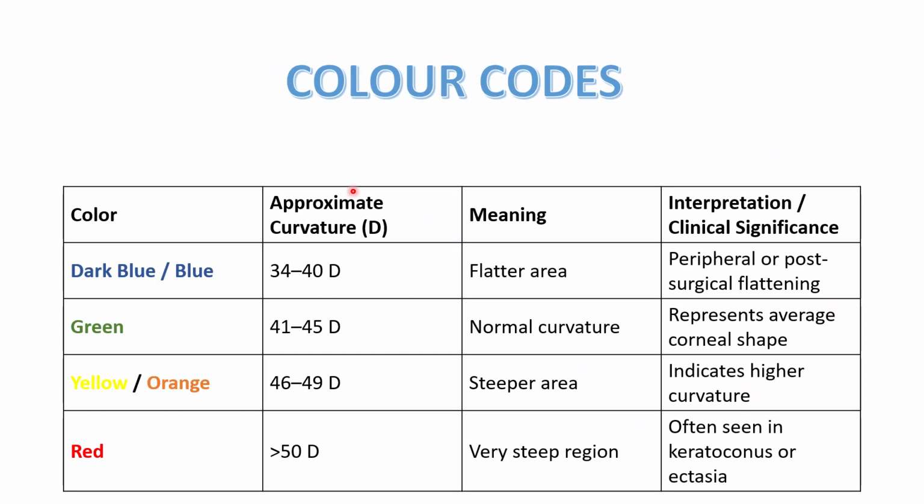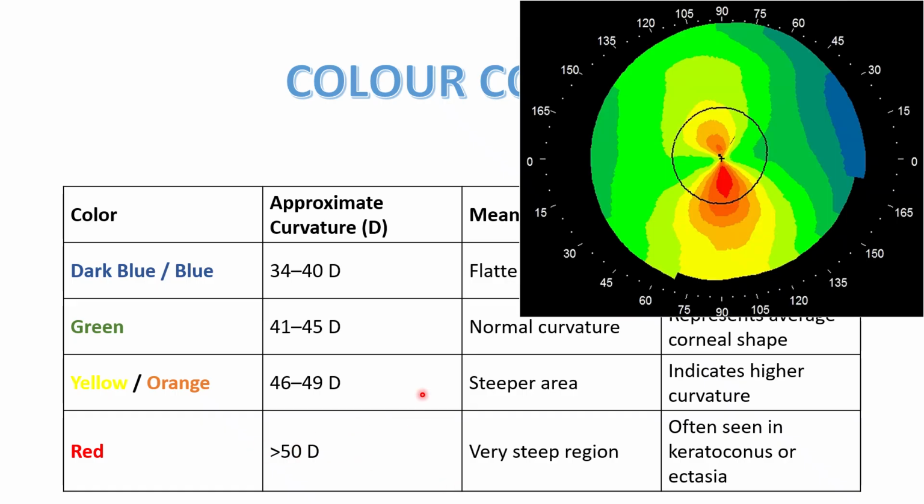If we look at the color-coded diagram, dark blue or blue color represents the flatter area, that is 34 to 40 diopter. Green represents normal curvature, 41 to 45 diopter. Yellow or orange represents steeper areas, indicating higher curvature, in the range of 46 to 49 diopter. Red shows a very steep region, often seen in keratoconus or ectasias, and the curvature is more than 50 diopter.